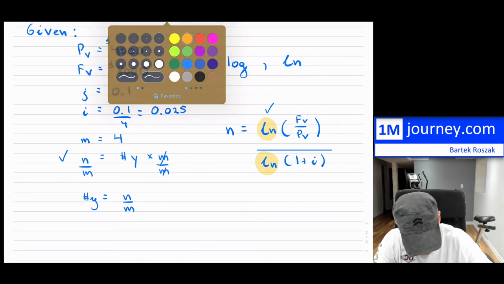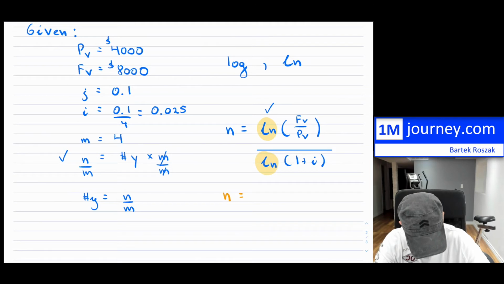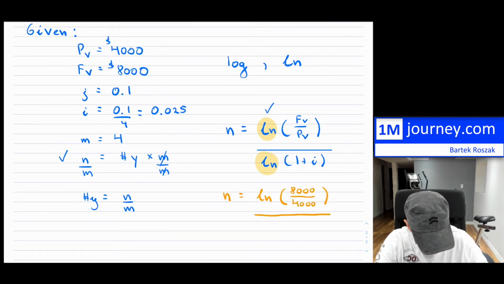So after substitution, what I'm going to get is 8,000 divided by 4,000, which is just 2. And then ln of 1 plus 0.025. And I can obtain what this is.